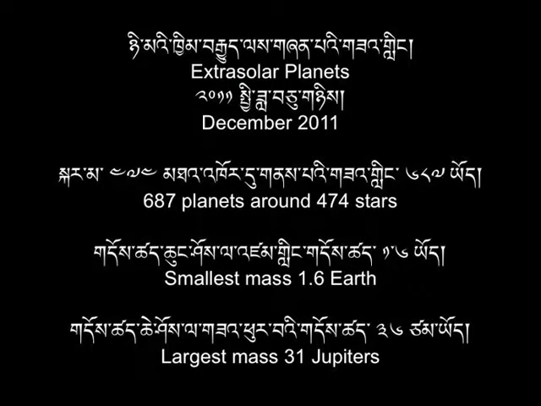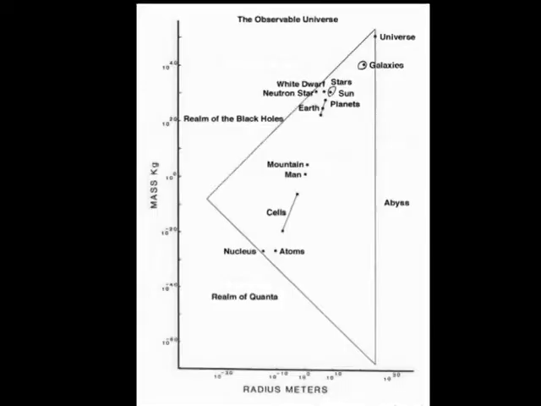And as Chrysippus showed you, we are now finding planets beyond our solar system. When you look out at the stars within 100 light years of Earth, as of this month, there are 687 planets going around 474 stars. The smallest we've found so far is 1.6 times the mass of the Earth, and the biggest is 31 times the mass of Jupiter. So that's the range of all the planets.